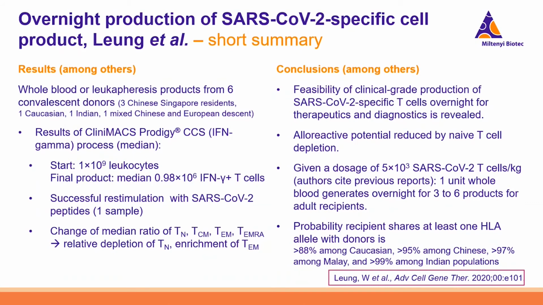The authors note that, based on previous studies by other authors, virus-specific T cells from donors who shared only one HLA molecule are effective. Based on this information, for the 6 donors in the study, the probability of potential patients having at least one HLA match would be more than 88% for Caucasians, more than 95% for Chinese, more than 97% for Malays, and more than 99% for Indians. All these and much more details can be found in the original publication as given below.